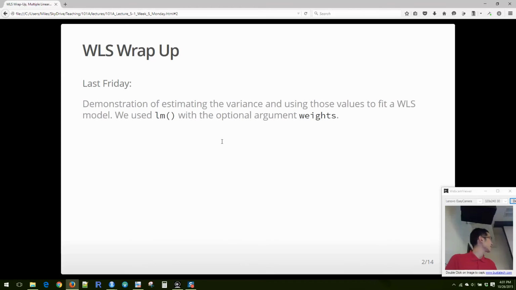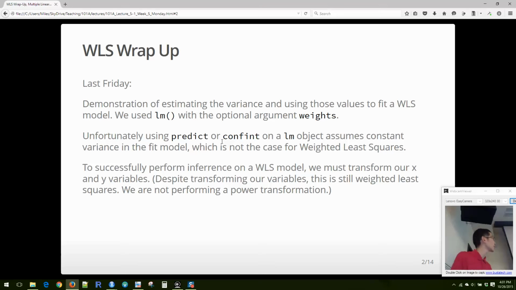All right, so on Friday we talked about weighted least squares, and we fit it by using the optional argument weights in the lm function. We calculated the weights. We had to mutate our data frame so that every single observation had a weight associated with it. We talked about ways to calculate these weights, whether it's the estimated variance or the square root of the absolute value of the standard deviation or things like that, and then using lm to fit it.